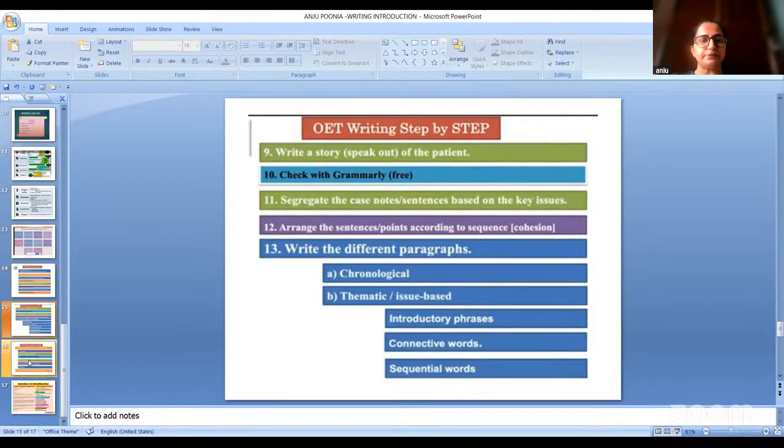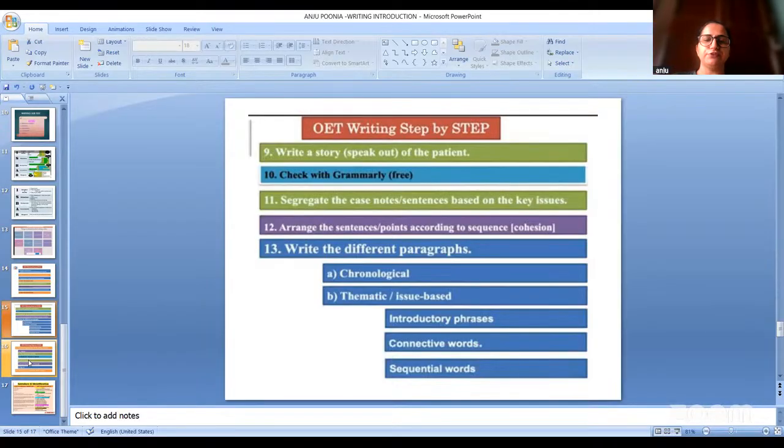And step 11, segregate the case note sentences based on a key issue. When the 10th step is complete, at that time you're competent, you can easily segregate the case notes and make different paragraphs. 12, arrange the sentence points according to the sequence. Same as above, I already explained that it's cohesiveness. Where we mention the purpose, in the second paragraph you need the current situation. Third, it's the medical and past medical history. And the final paragraph, it's a plan.